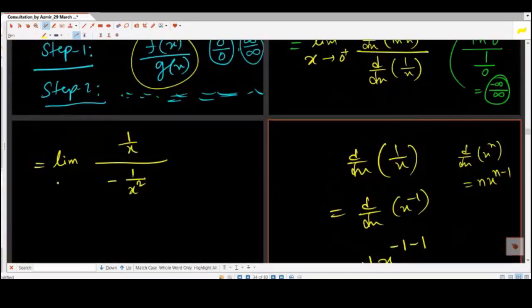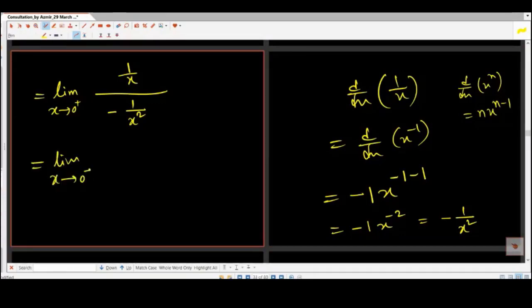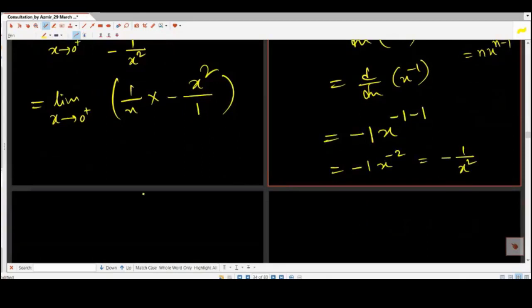And we have x tends to 0 plus. So here we have 1 over x and in denominator we have negative 1 over x squared. We can simplify before checking. So 1 over x times negative x squared over 1. So we can simplify this. Now we can see this will be x.